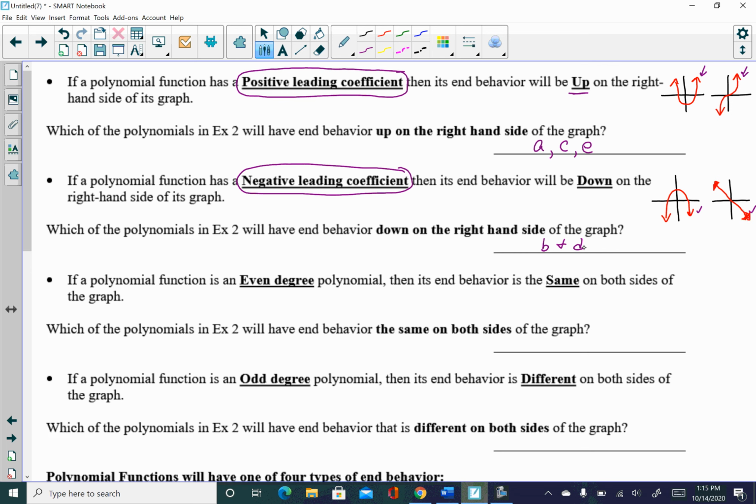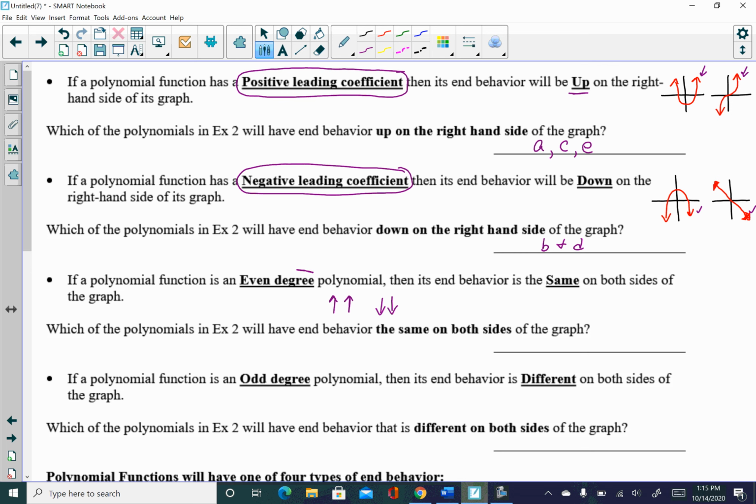All right, go a little deeper here. Their next bullet point says that if a polynomial function is an even degree polynomial, then its end behavior is going to be the same on both sides of the graph. What that means is that the graph will either go up on the left and right or down on the left and right. So that's what we mean by having the same behavior on both sides. It's either going to be up, up, or down, down.